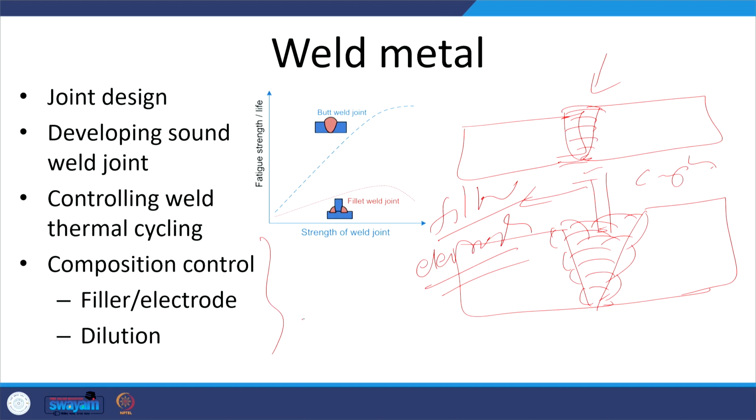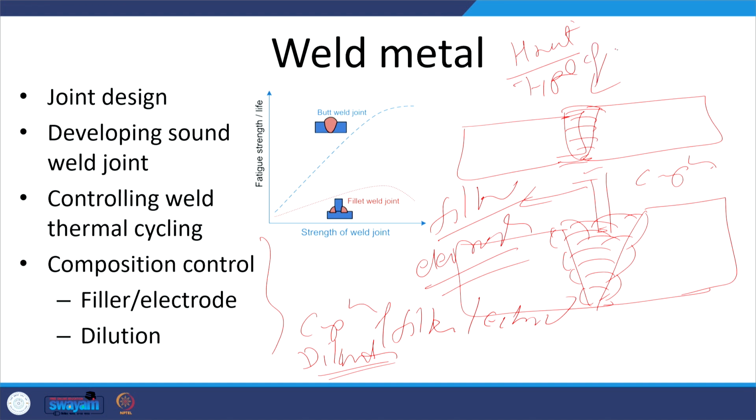So, what we have to keep in mind is not just the composition of the filler or electrode, but also the kind of dilution which is taking place. Dilution is about the intermixing of the molten metal coming from the electrode and the base metal, and that will depend upon multiple parameters like the net heat input and the type of joint which is being made, whether it is a groove weld or a fillet weld, etc.